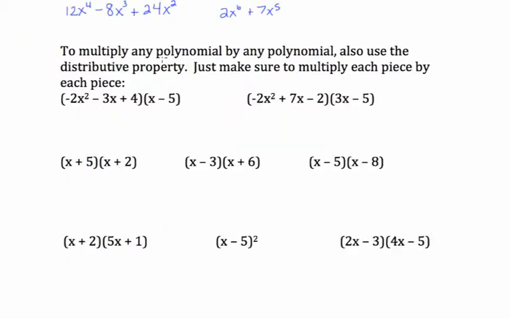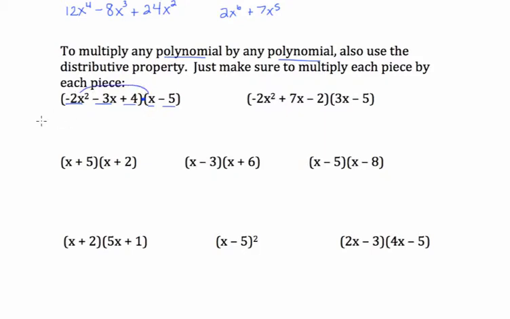So now we're going to multiply any polynomial by any polynomial. You just use the distributive property. Just make sure to multiply each piece by each piece. So let's see, we'll do one of the longer ones first, actually. So right here, there's a multiply sign. We're going to take each of these three terms and multiply it by each of those two terms. So I'm going to take the negative 2x squared and multiply it by each piece in my other parenthesis. So I'm distributing that to the other parenthesis.